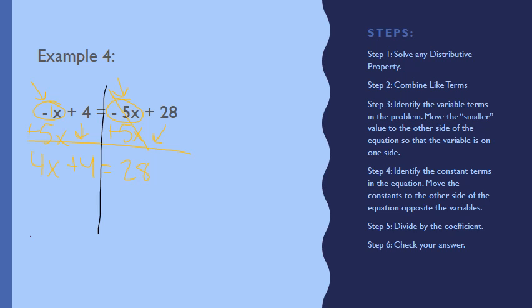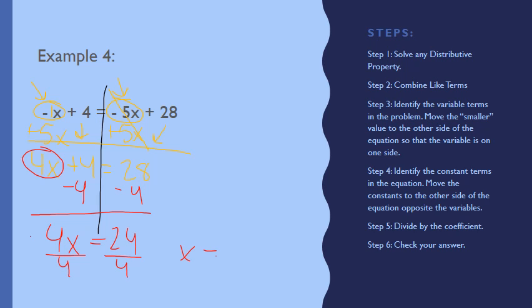Let me find my variable term and get rid of that positive 4 because it's not part of that side. 4x plus 4 minus 4 is 4x. 28 minus 4 is 24. Finally, divide by that coefficient and you get x equals 6.